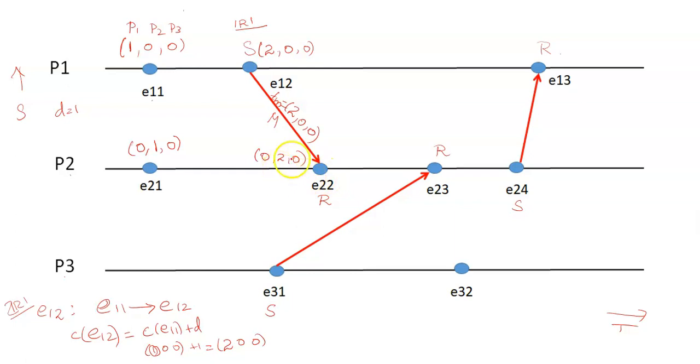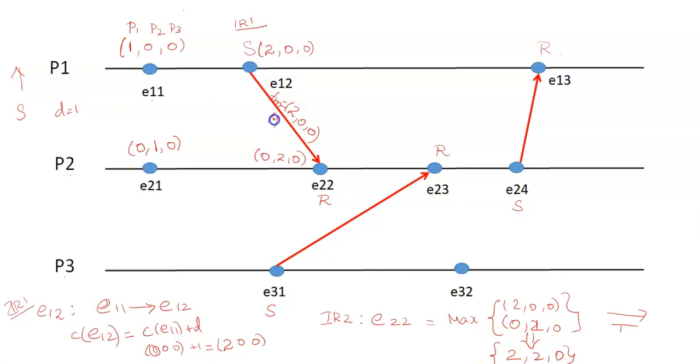Now at this moment you have to take the maximum of these two. So I'm writing here, you have to apply IR2 for calculating the time vector for E22. So E22 is equal to the maximum of either 2, 0, 0, which is the timestamp Tm, or the clock of E21 incremented, 0, 2, 0. Now you have to take the maximum of every element. 2 and 0, which is maximum 2, and 0 and 2, which is maximum 2, and 0 and 0, 0 is maximum.